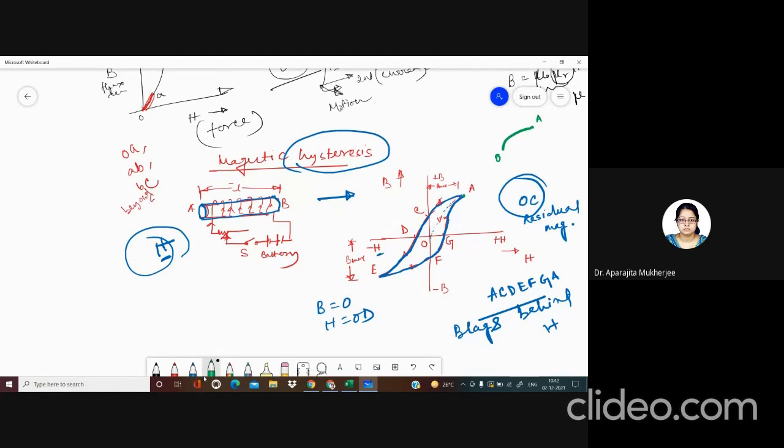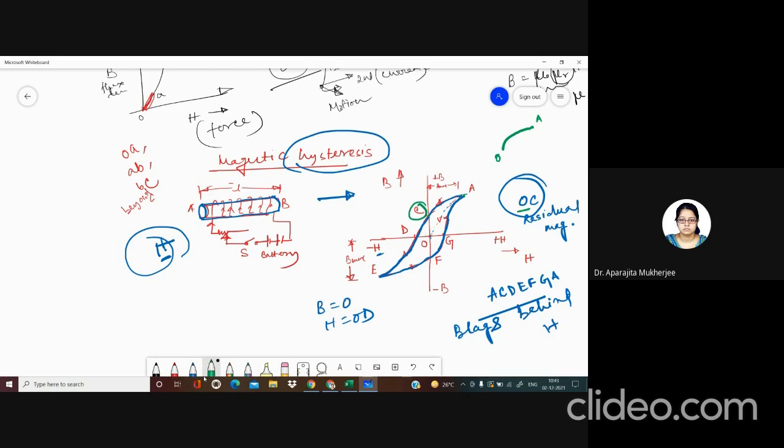Decreasing means first H should be brought to 0, but it is not coming to the 0 point but to some value higher than the 0 point, and that value we have named here as C, and this OC is basically the residual magnetism. That means at this point H is 0, but B is not 0, B has some value.